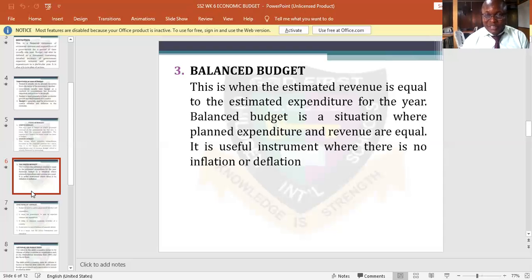Then this balanced budget is a situation where planned expenditure and planned revenue are equal. So it's the same thing. They spend 500 million naira and they also realize 500 million. That's balanced budget. So in this type of budget, there won't be any inflation or deflation as we talk about under the deficit. So then let us look at the functions of a budget.